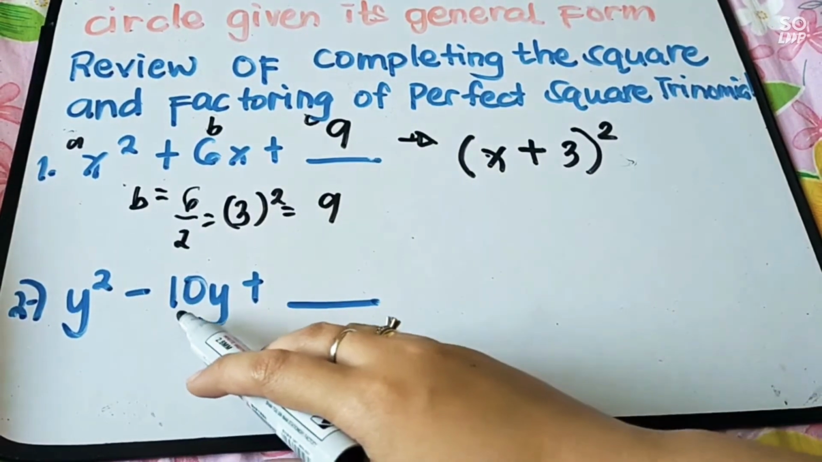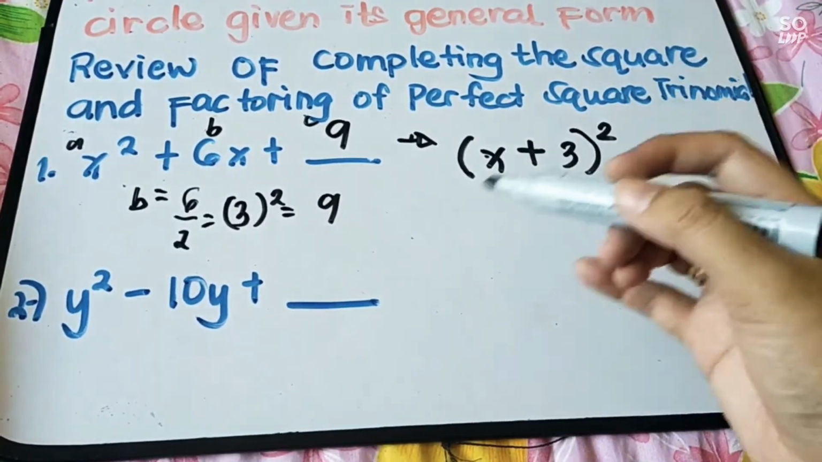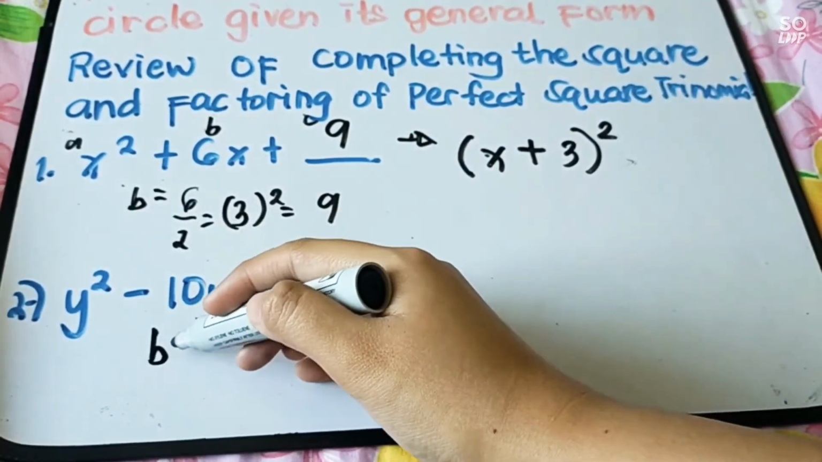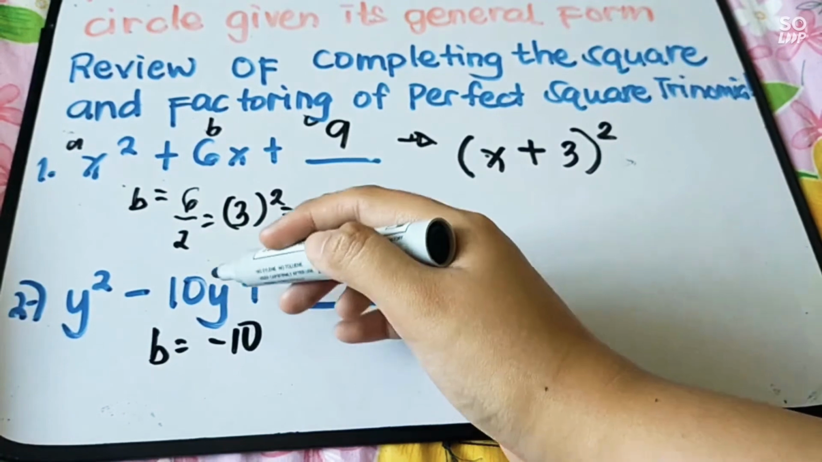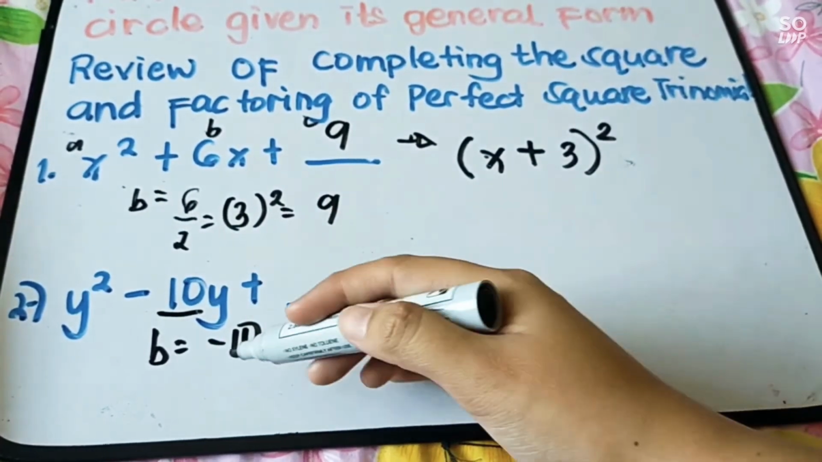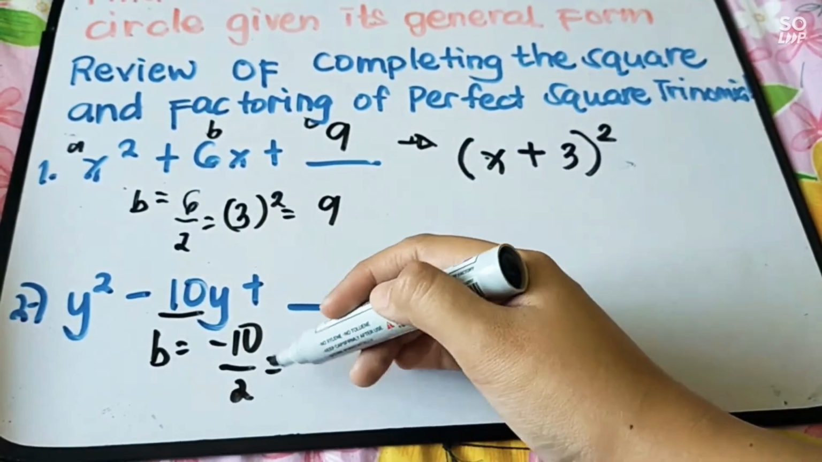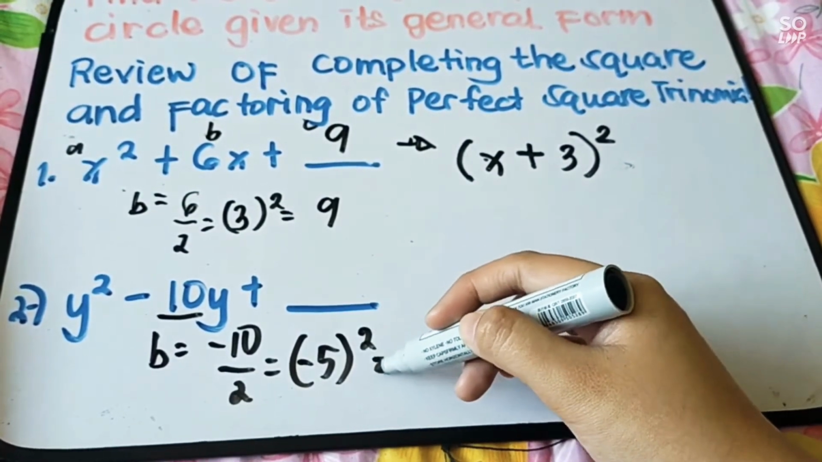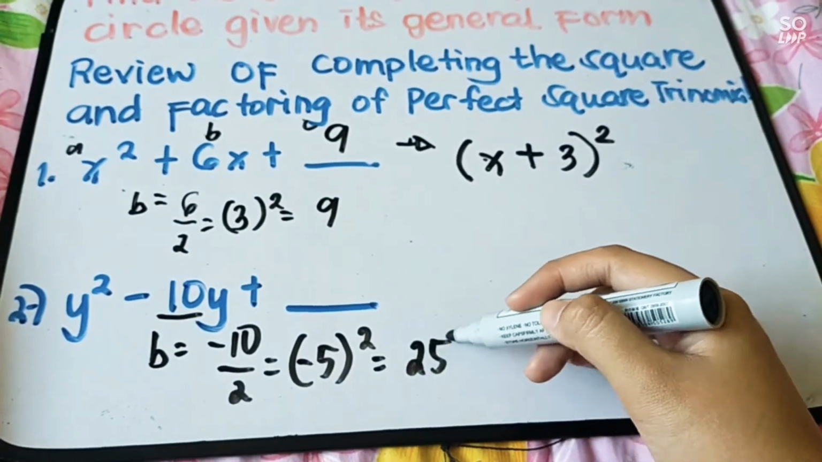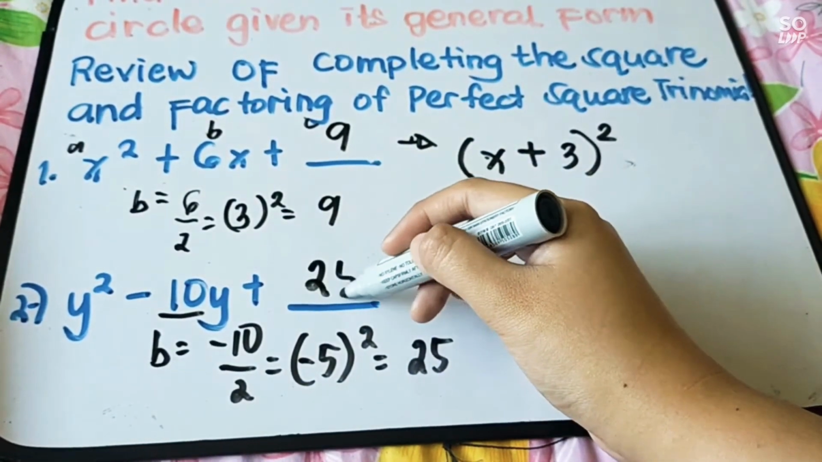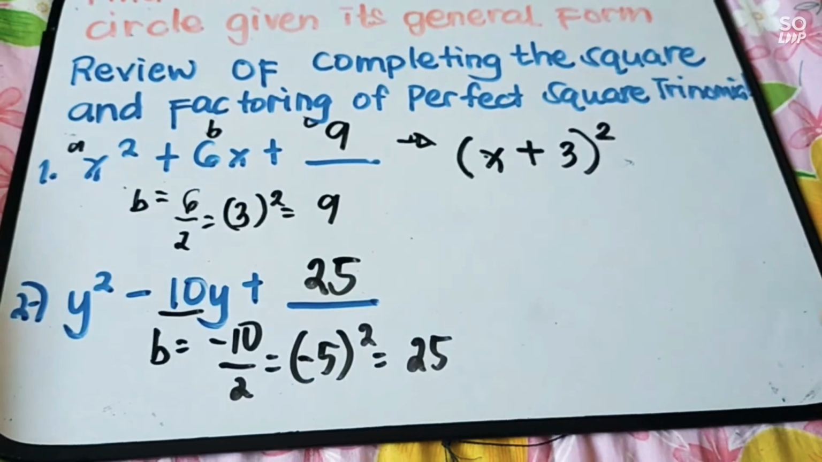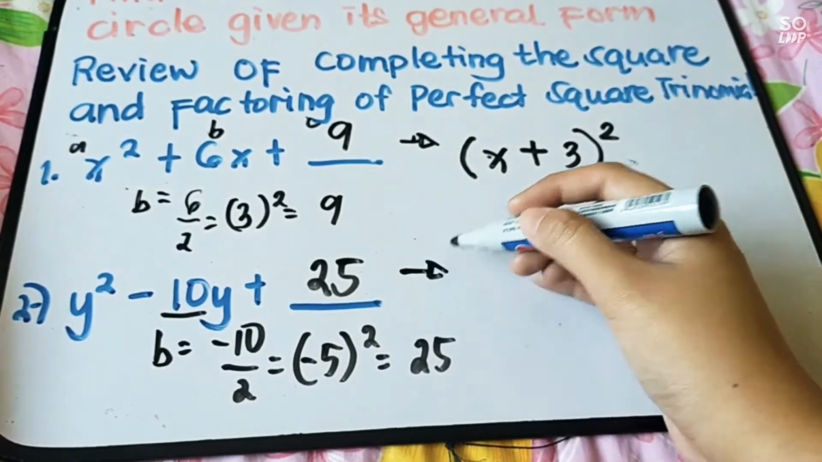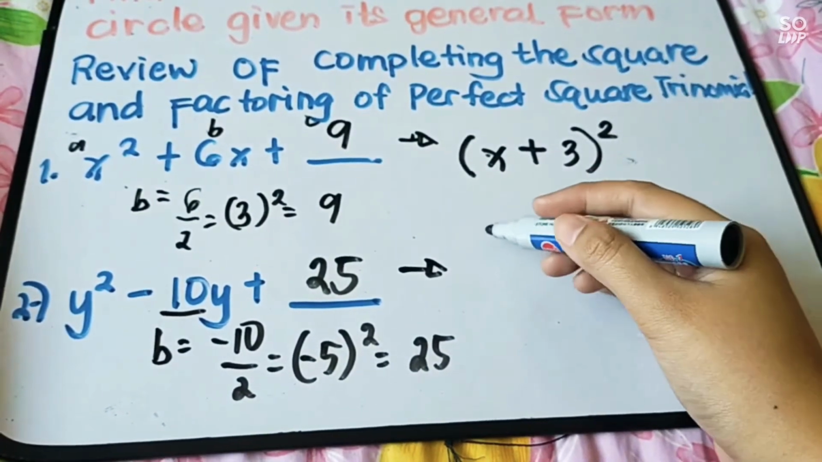So, we have y squared minus 10y plus blank. Let us complete the square. Let's find this. So, what is your b? Your b is negative 10. Divide it by 2. The answer is negative 5. Then, afterwards, square it. Negative 5 squared, the answer is 25. So, this is what you will put in the blank. Now, it is a perfect square trinomial again. So, let's factor it, we will make it a square of a binomial.